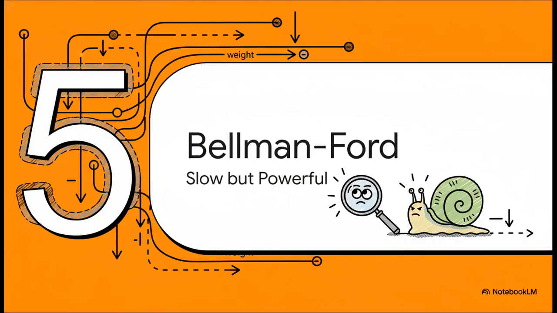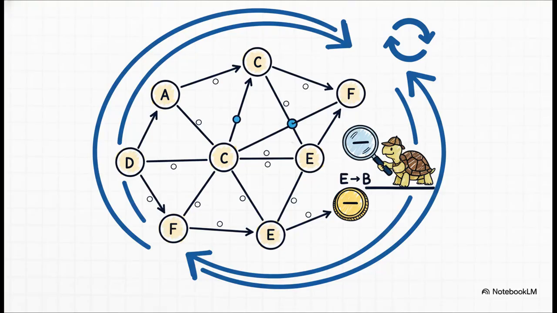So what do we do when we can't make that guarantee? When negative weights are a real possibility? Well, we need a more patient, a more skeptical algorithm. We need Bellman-Ford. If Dijkstra is this optimistic explorer racing ahead, then Bellman-Ford is more like a meticulous detective.